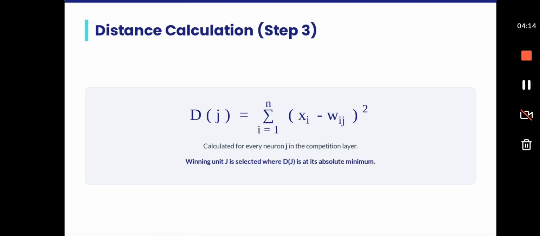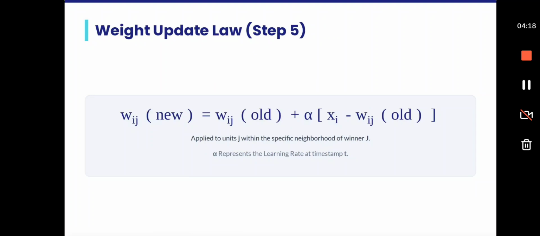Now let us see the weight update law. This formula is used to update the neuron weights during learning. The new weight is calculated using the old weight, the learning rate and the input vector. The winning neuron and neighboring neurons update their weights together. Alpha represents the learning rate, which controls how much adjustment occurs.